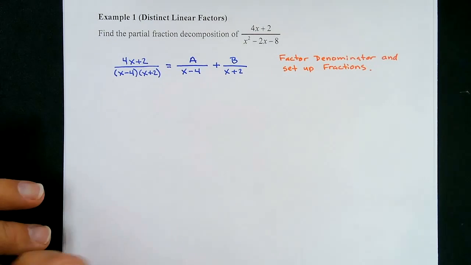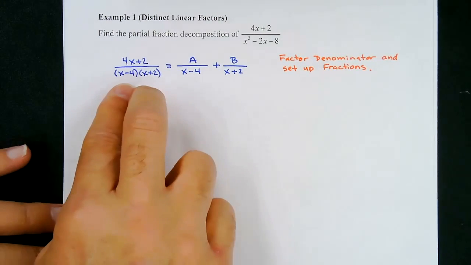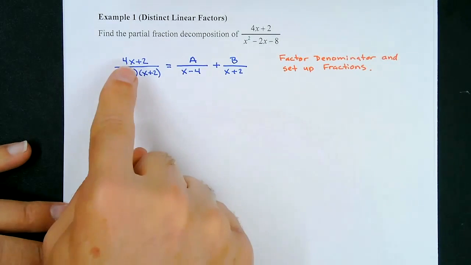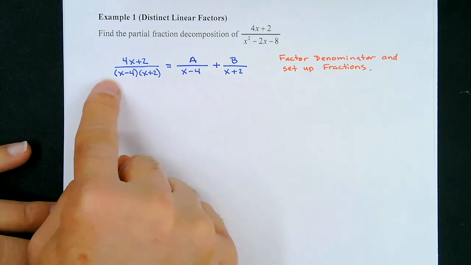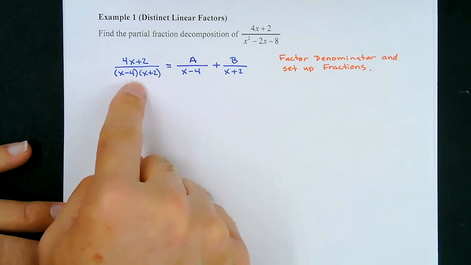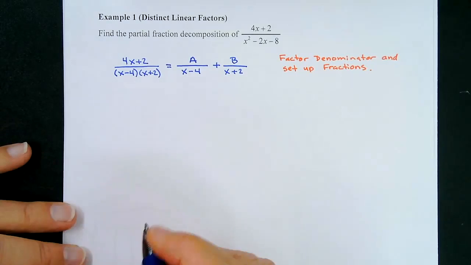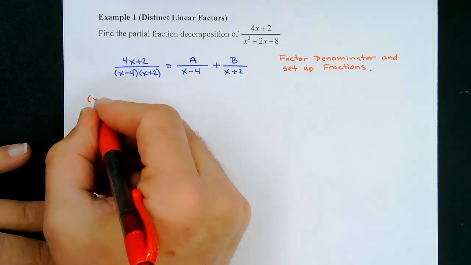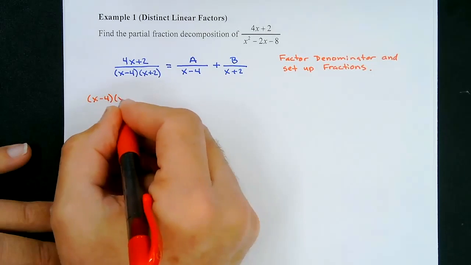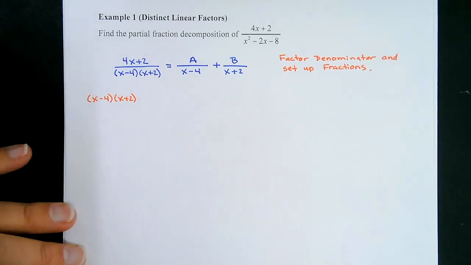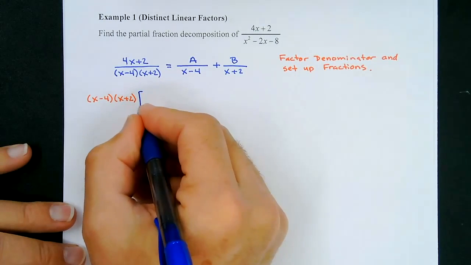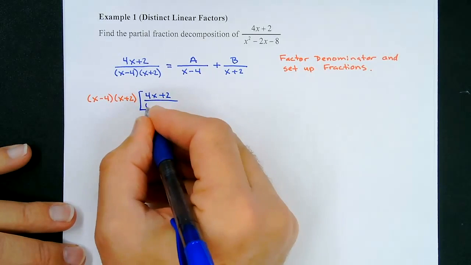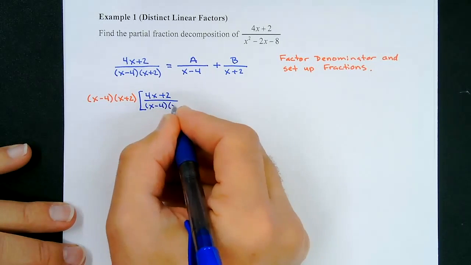So then the next thing we're going to do is clear out all of our denominators. To clear out all of our denominators, we're going to want to multiply both sides of this equation by x minus 4 and x plus 2. So both sides, all right? So on this side, I'm going to multiply by x minus 4 times x plus 2. So this would be x minus 4 times x plus 2.